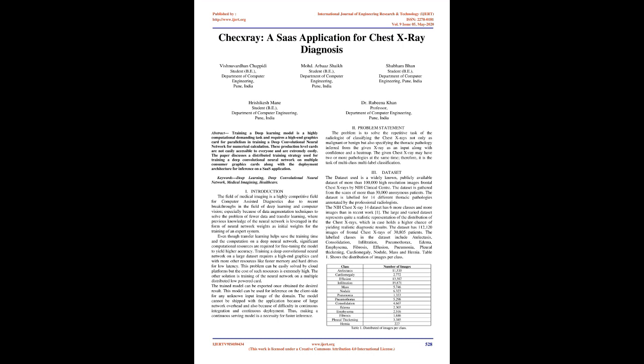The other solution is training of the neural network on multiple distributed low-powered cards. The trained model can be exported once the desired result is obtained. This model can be used for inference on the client side for any unknown input image of the domain. The model cannot be shipped with the application because of large network overhead and also because of difficulty in continuous integration and continuous deployment. Thus, making a continuous serving model is a necessity for faster inference.